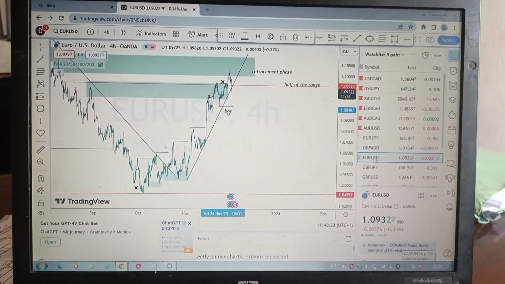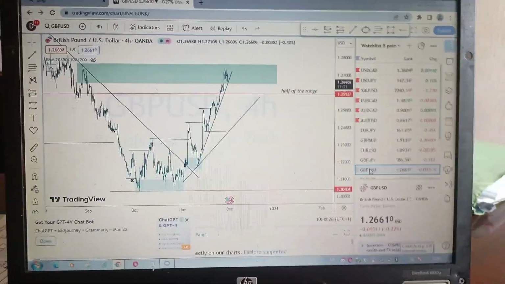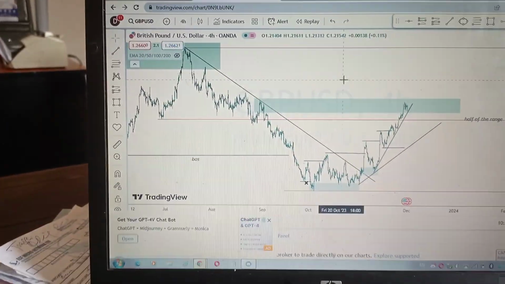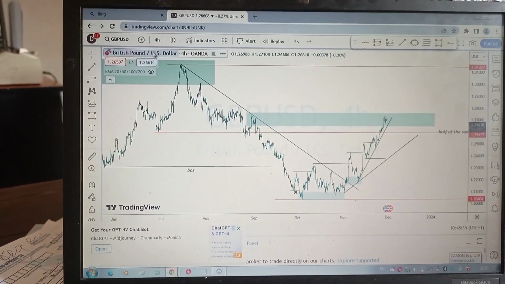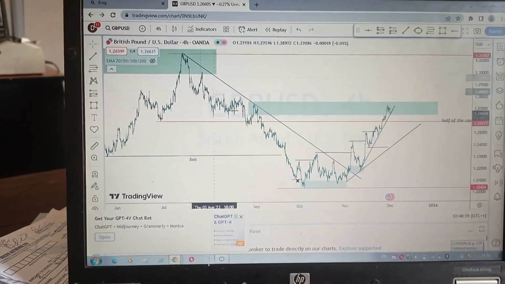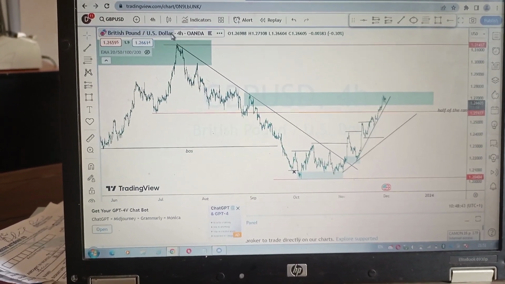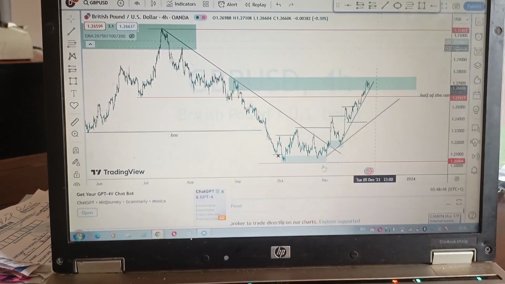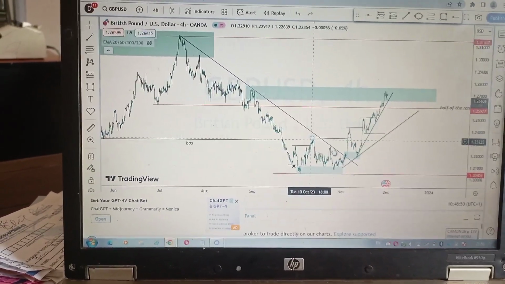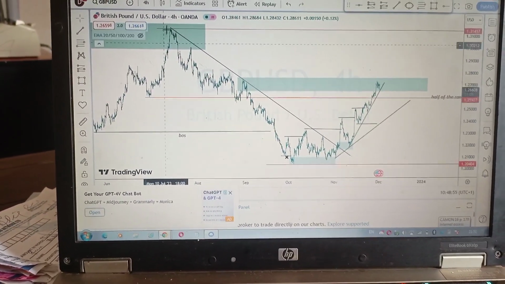Let's see GBP USD as well. We have similar analysis on both pairs. From the monthly time frame, price has been bearish. Now we got a break of structure here. We got a break of structure here. After a break of structure, we expect a retracement. Now this is the retracement, at least half of the range. You see that this high is the half of the range of this expansion.